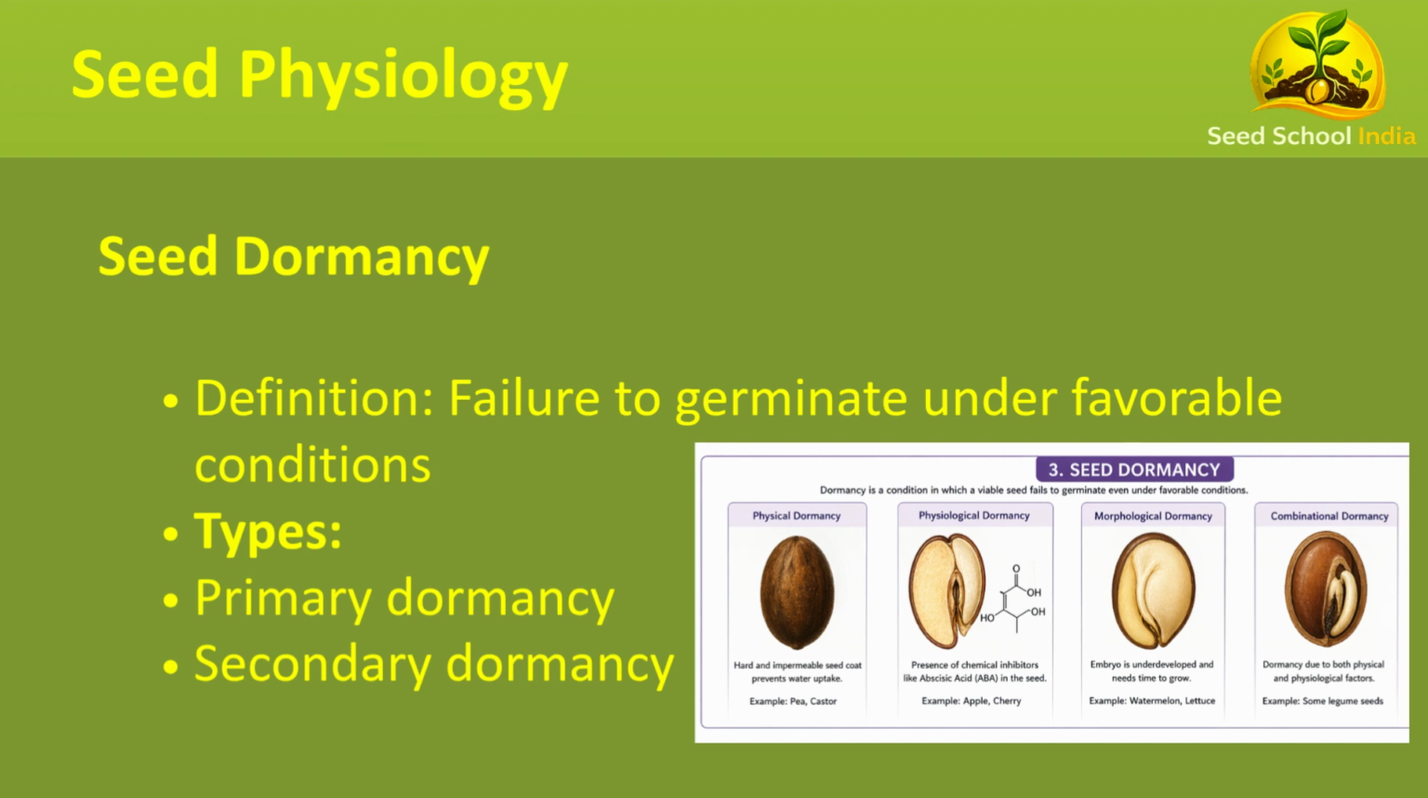Dormancy is a fascinating survival strategy. Even when conditions like water and temperature are favorable, some seeds do not germinate. This delay ensures that seeds do not germinate at the wrong time, for example, just before winter or during drought. Dormancy helps synchronize germination with favorable environmental conditions.